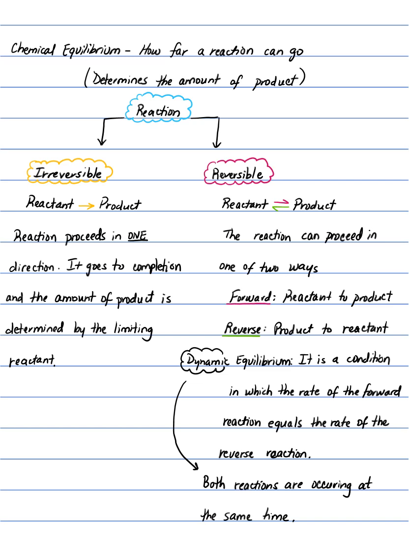Another thing about dynamic equilibrium: it does not mean that your concentrations are equal. It's not saying that the concentrations of your reactants are equal to the concentrations of the products. What it means is that the speed of those two reactions, the forward and the reverse, are the same.